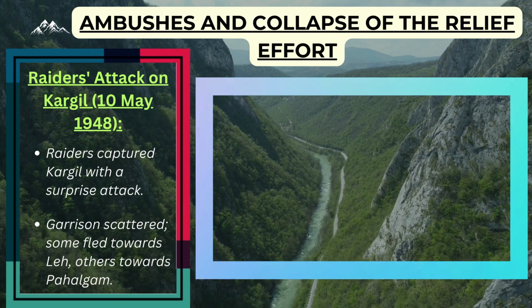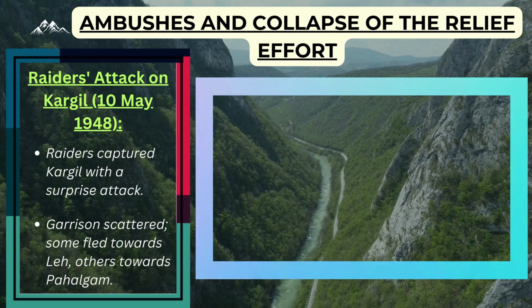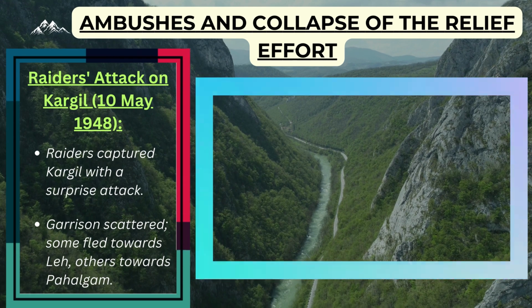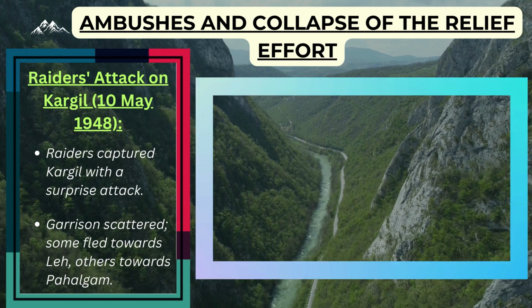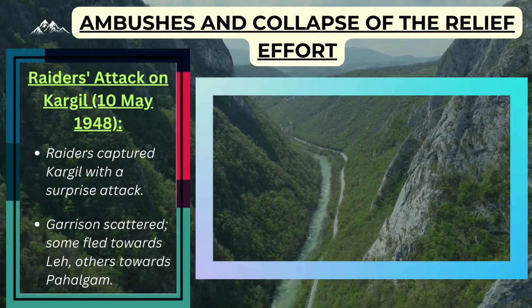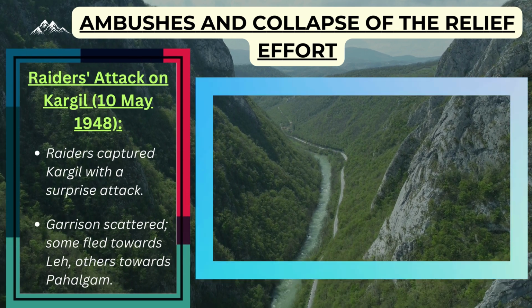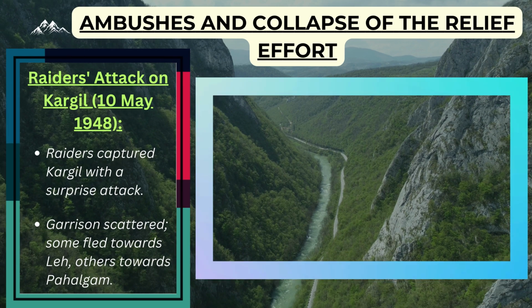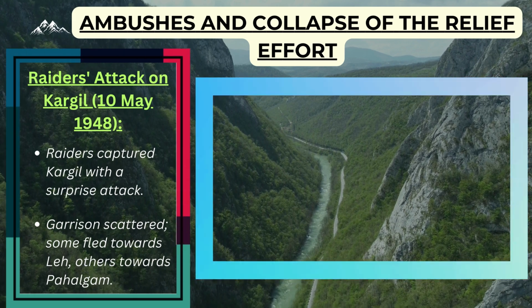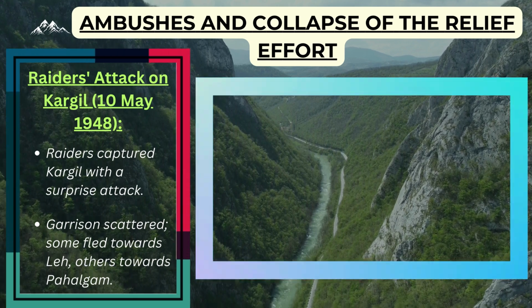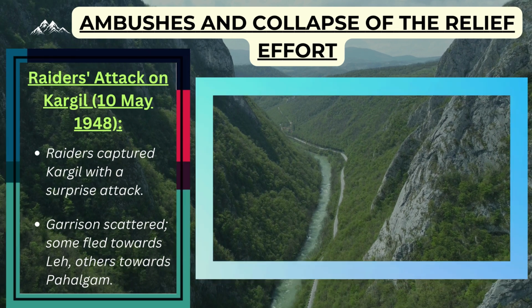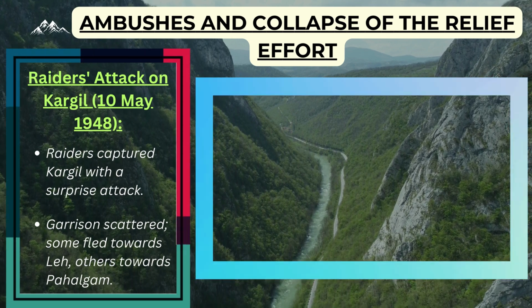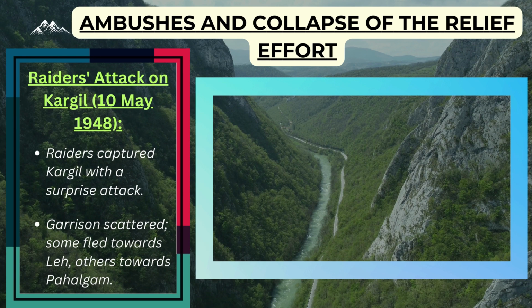On 10th May 1948, the raiders launched a surprise attack and captured Kargil, a critical location in the relief effort. The attack was swift and overwhelming, catching the garrison completely off guard. The sudden fall of Kargil caused the defending garrison to scatter. Some troops fled toward Leh. Others retreated toward Pahalgam, leaving Kargil in complete enemy control.